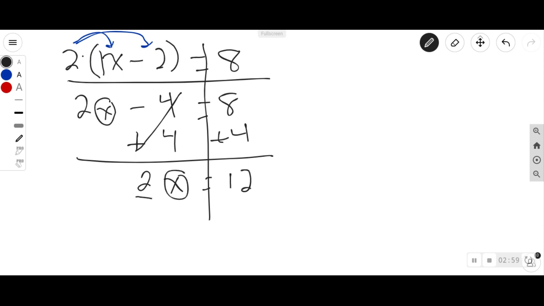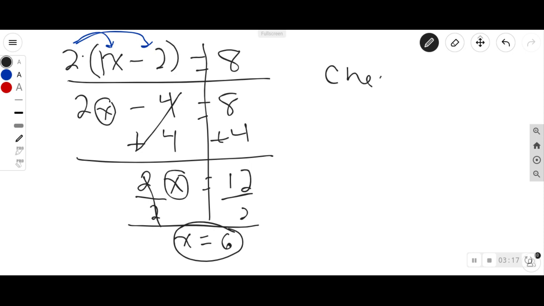Now to get rid of the 2, it's a times, so I divide both sides by 2, and I get 12 divided by 2 is 6. So there's my answer. Now I need to make certain that it's also a solution. So I'm going to check it. So remember, what I do is I'm going to write the original problem the way it was. Don't write it in any way you changed it. I'm going to replace the x with my answer of 6. And my goal is to see if I get the same thing on each side.